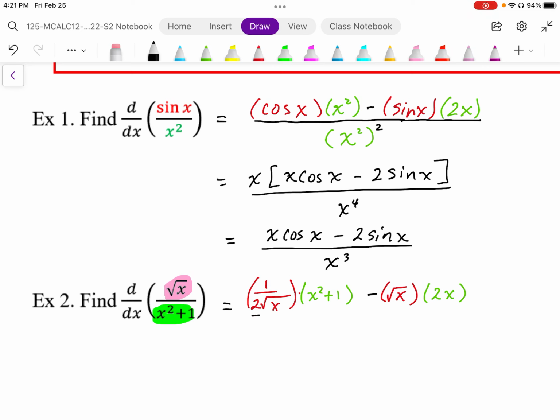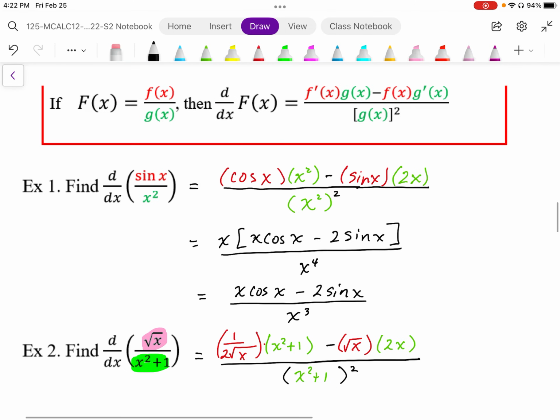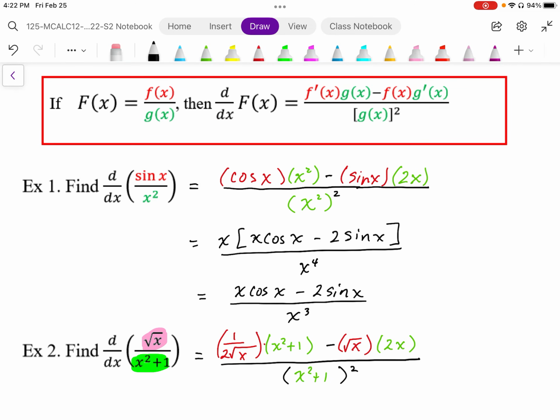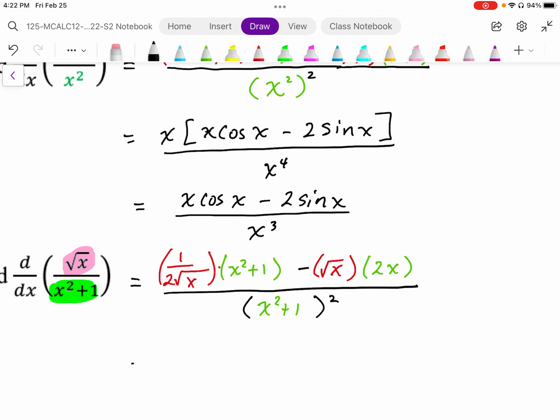And then once I've done the numerator, there's no more differentiating involved. We just take the denominator of x squared plus 1 and we apply that, we square that, and that's part of the formula. So again, all I've done then is I've applied the formula to get the derivative. So then I want to simplify this.